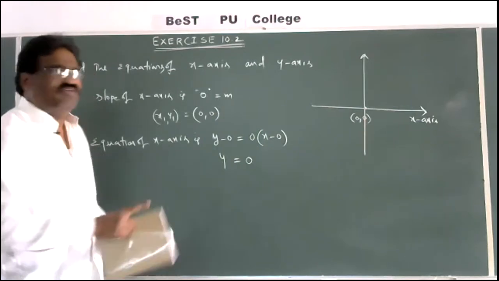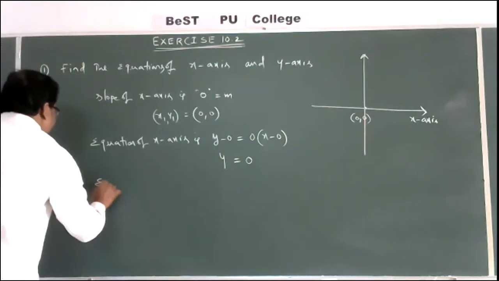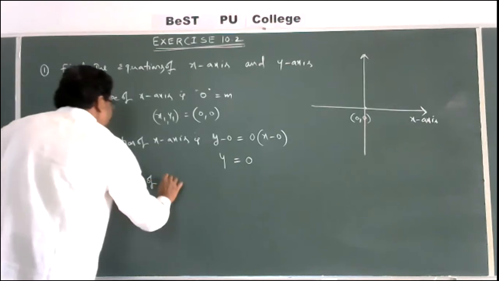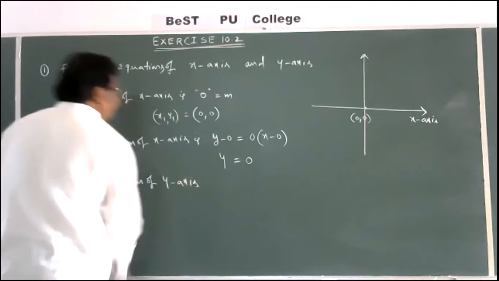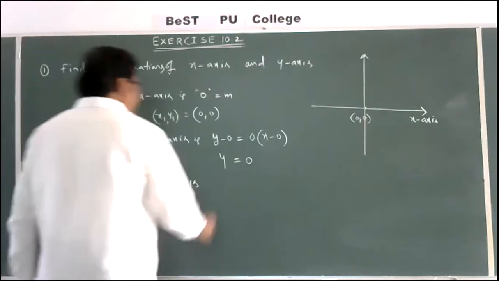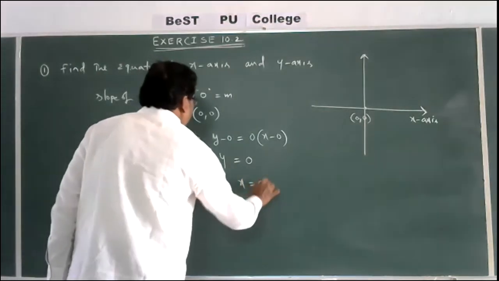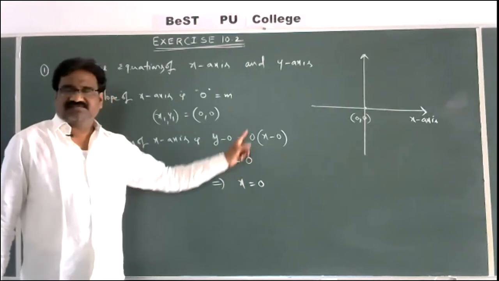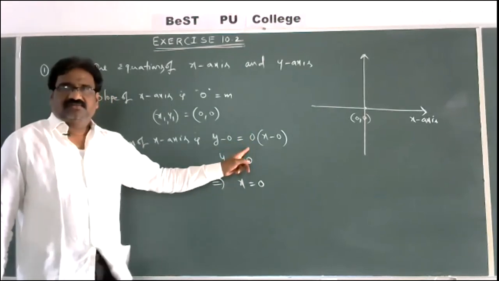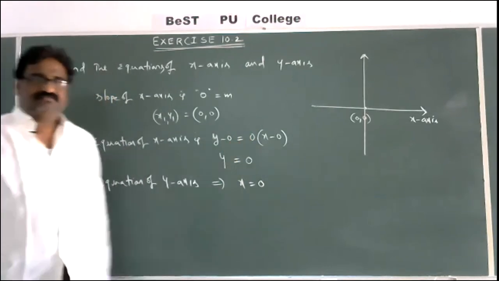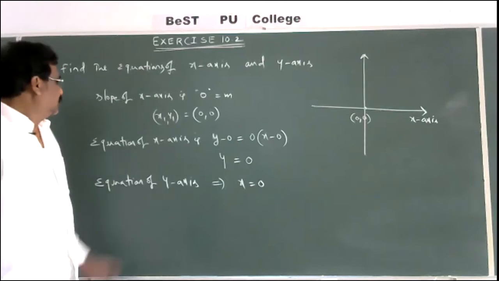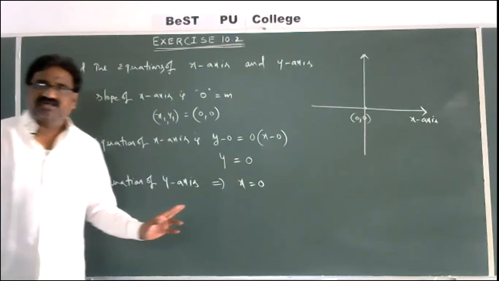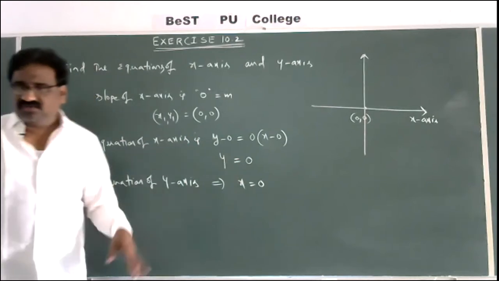Same for the equation of y-axis. The equation of y-axis is x is equal to 0. Similarly, the slope is 1 by 0, then you get x is equal to 0. Therefore, the equation of x-axis is y is equal to 0 and the equation of y-axis is x is equal to 0.